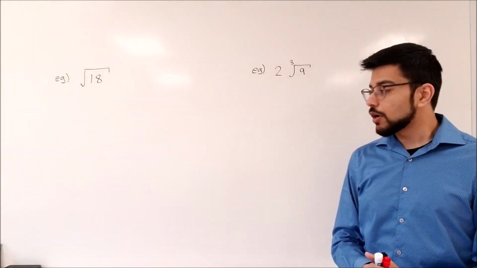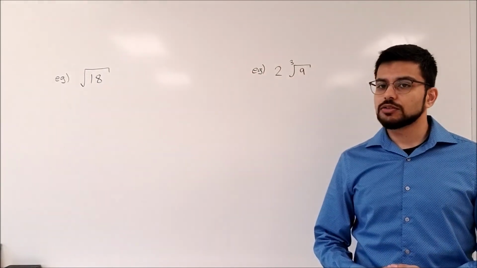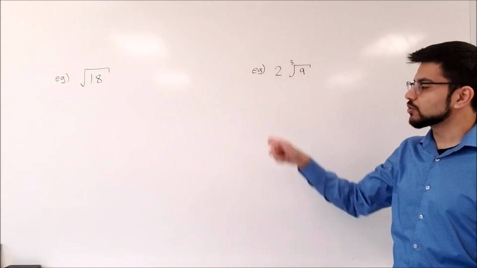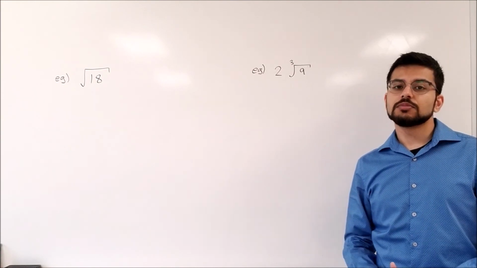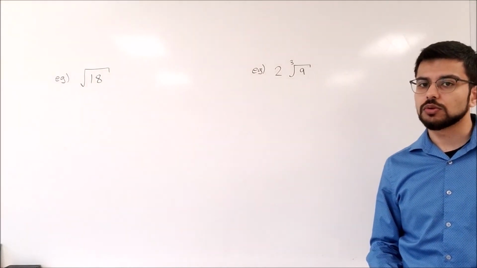I recommend pausing the video here and trying both of these examples. Try to turn that square root of 18 into a mixed radical, and try to turn this mixed radical, 2 times the cube root of 9, back into a whole radical, or a whole root.